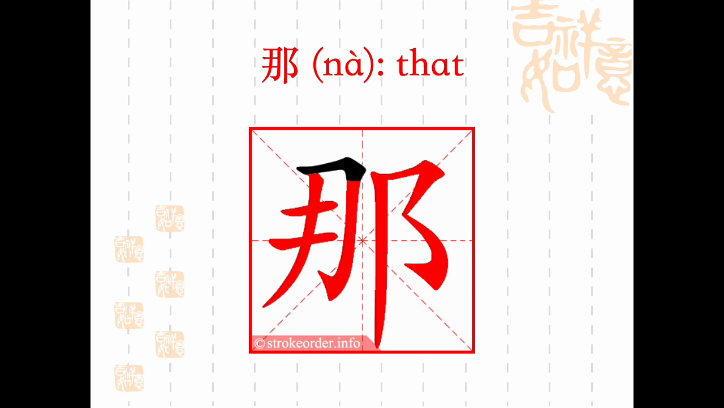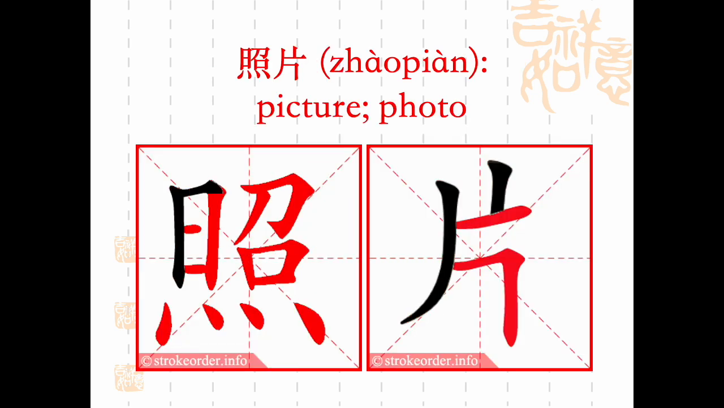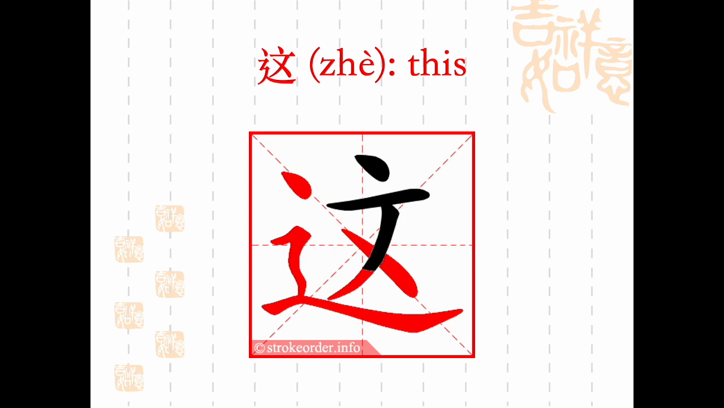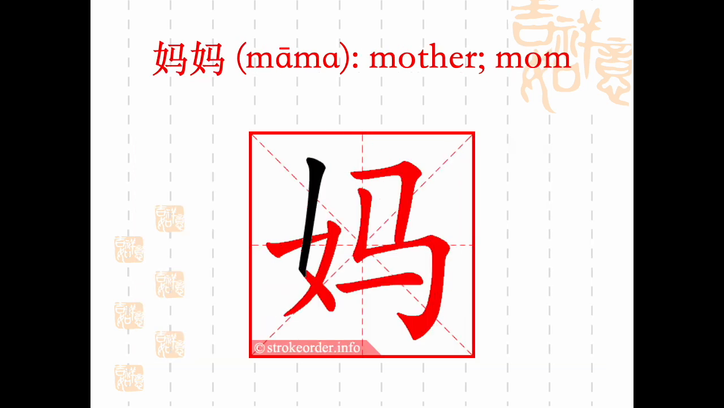So let's go ahead and look at the 10 vocab words that you'll need to know for next class's dictation quiz. So the first one is 那, meaning that. 的, which is a possessive particle. 照片, which means picture or photo. 这, which means this. 爸爸, which means father or dad. 妈妈, which means mother or mom.